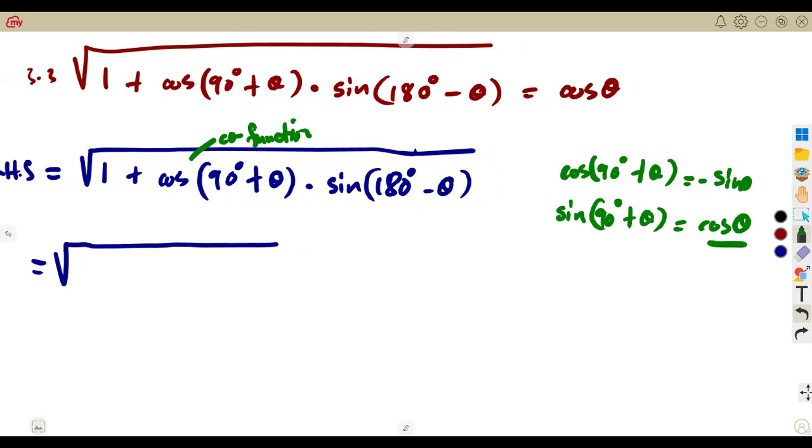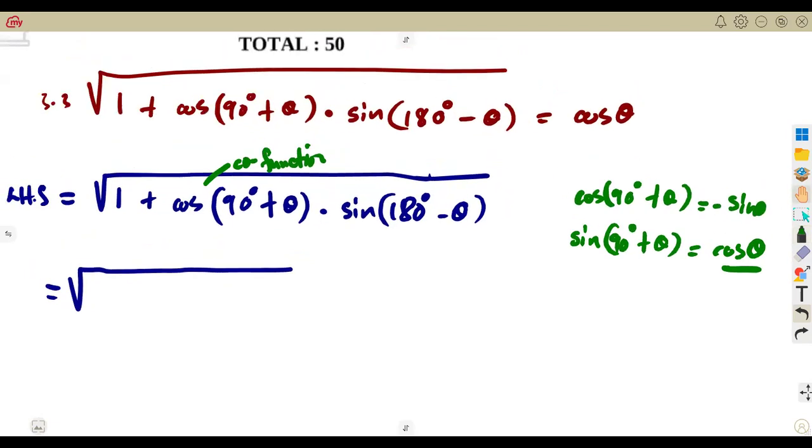All right. So that's it, guys. In our case, it's 90 plus theta under a cos, so it is going to be negative sine. So that's 1 plus, we change this cos, so it gave us what? Minus sine theta.